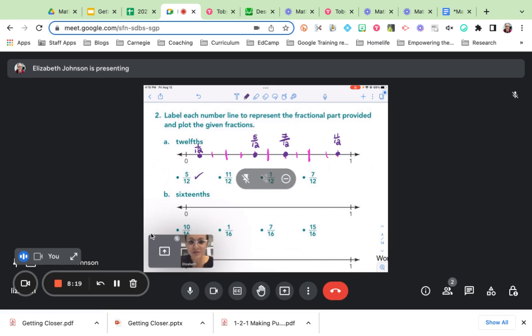And you can always use these steps when drawing a number line. First, divide your number line into the number of sections that you see in your denominator, and then count using your numerator to see where each fraction belongs.